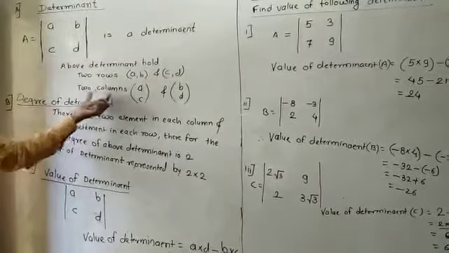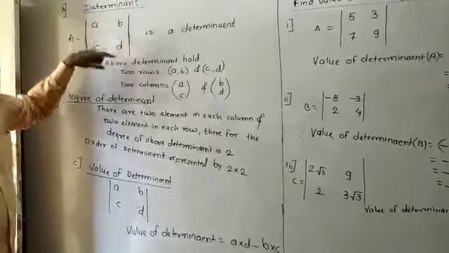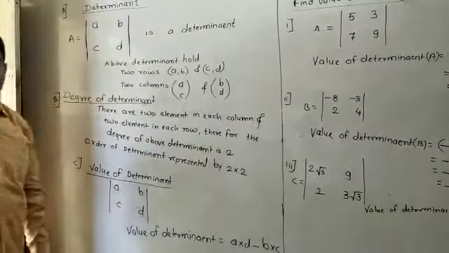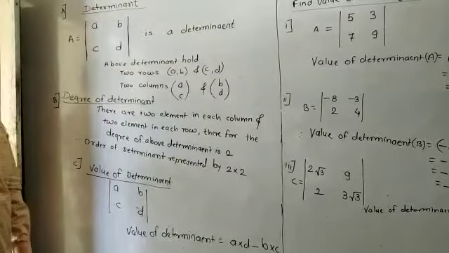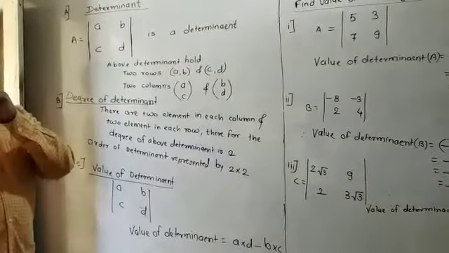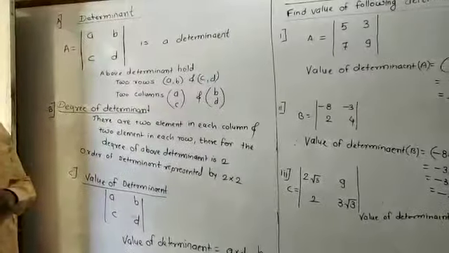And two columns, which are the columns? AC and BD. AC and BD are two columns. Means this determinant holds two rows and two columns, and each column and each row holds two elements.